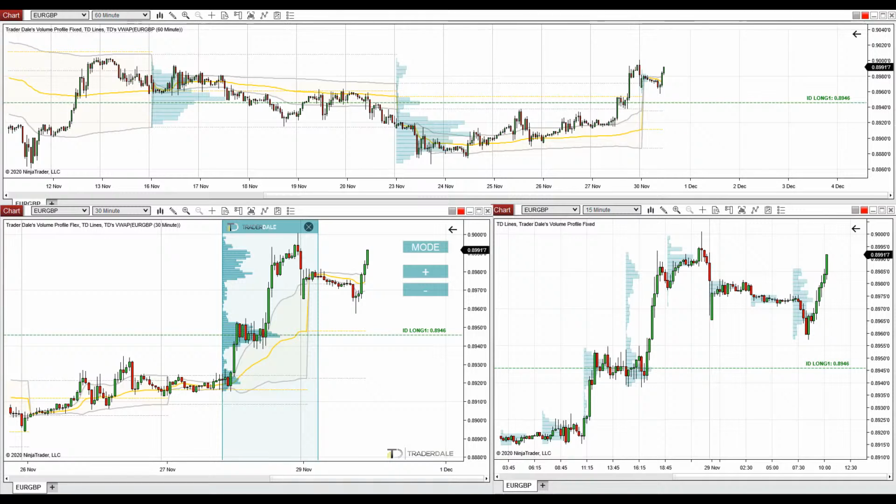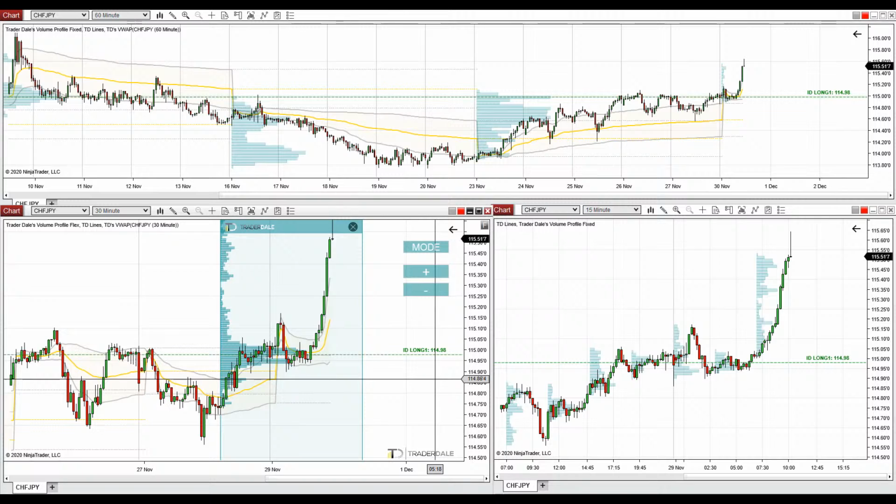Let me now go into the next trading pair, which is going to be the Swiss franc Japanese yen. So this is the Swiss franc Japanese yen, and very strong buying activity, which you can see today right there. And this buying activity started in here with this heavy volume accumulation zone.